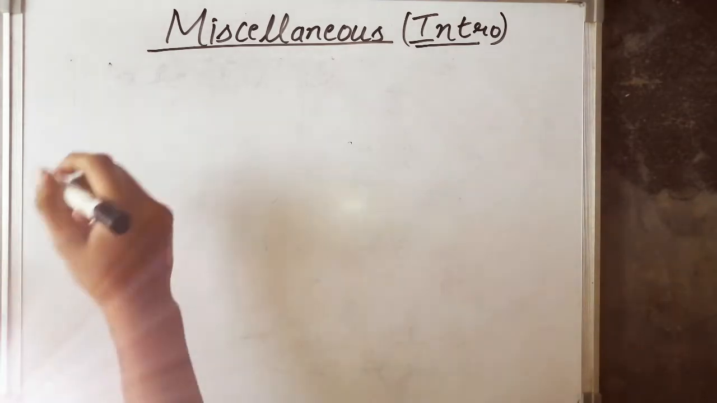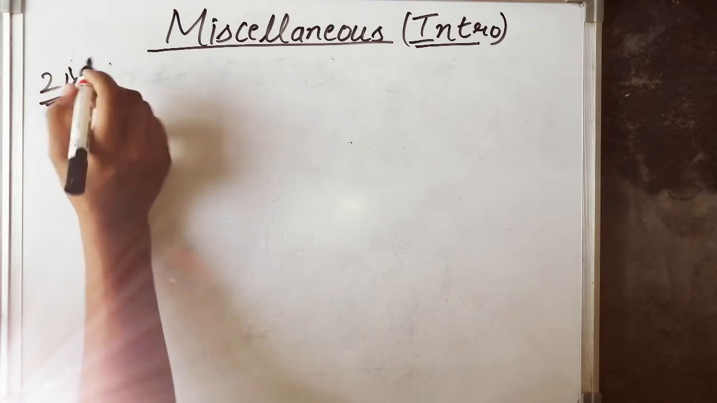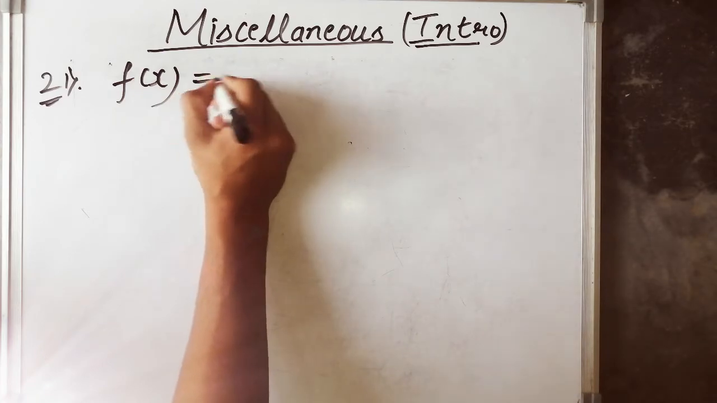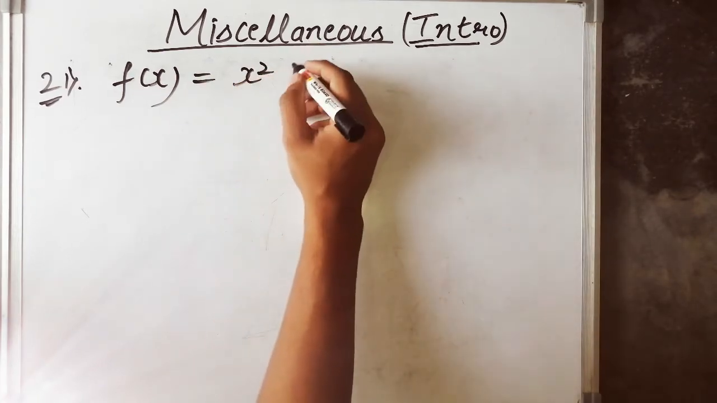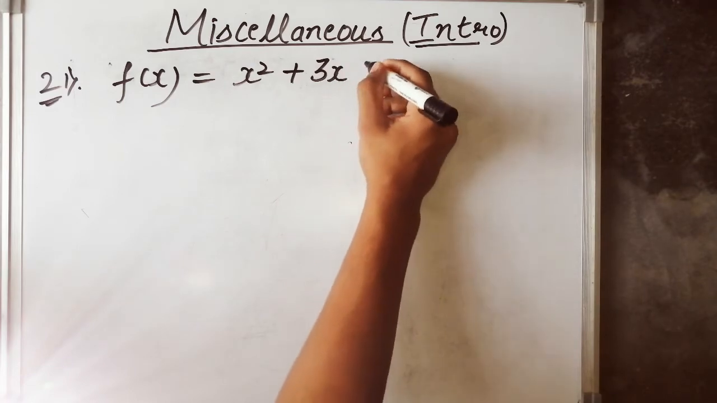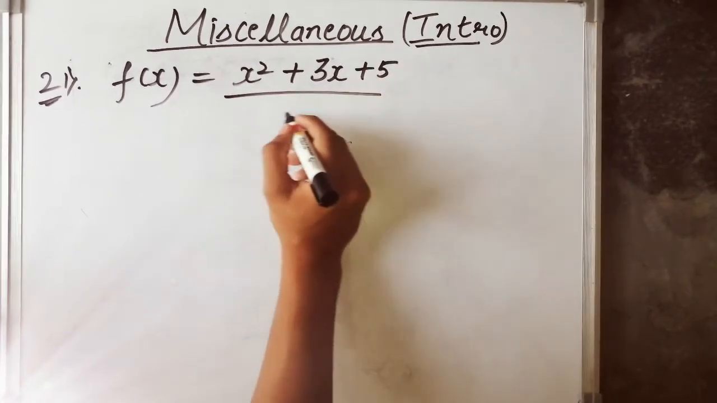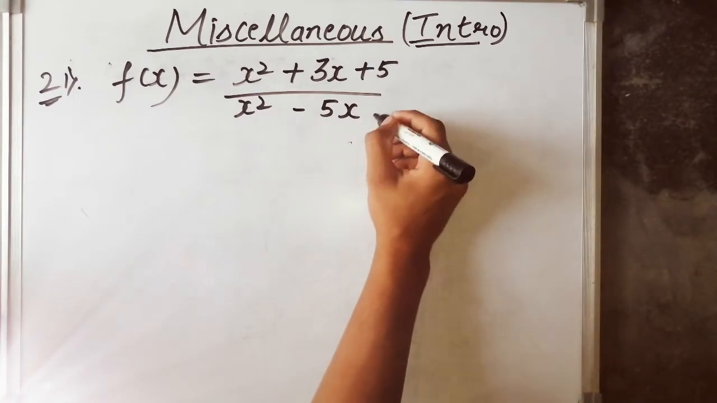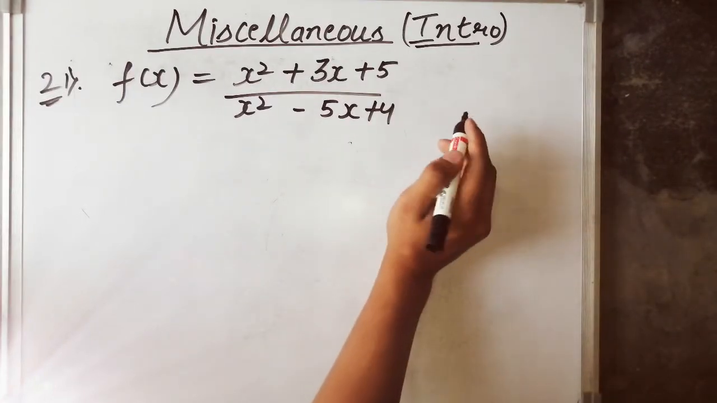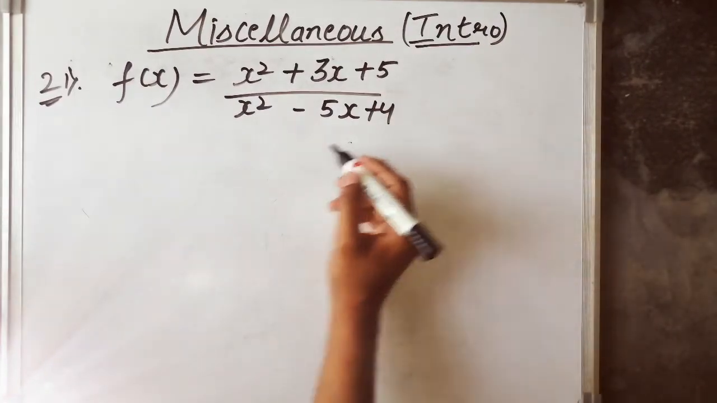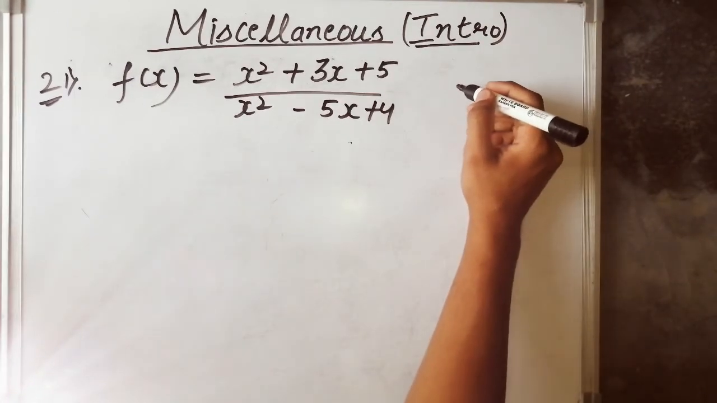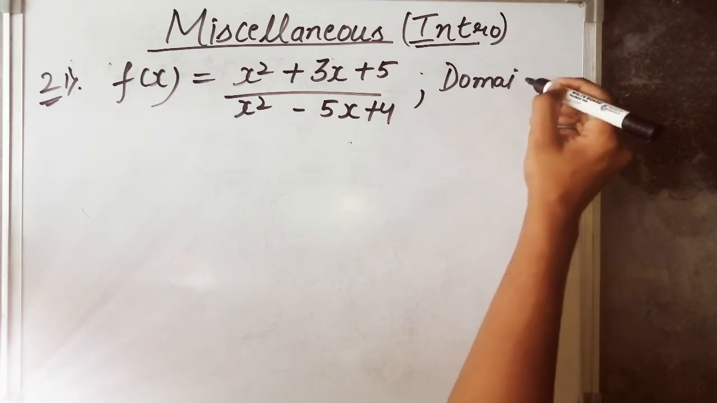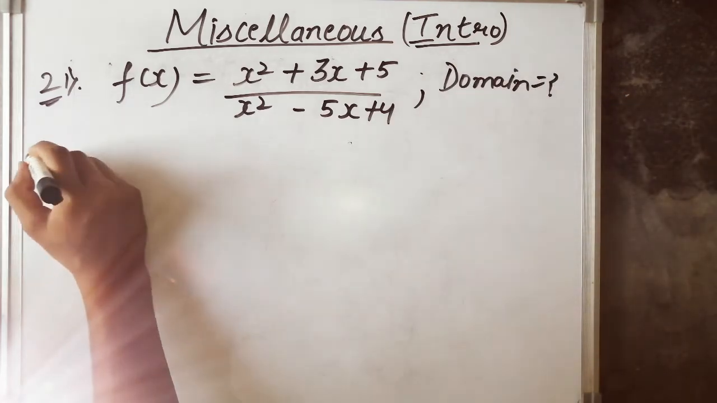Okay students, let's have a look at the 21st example, which states: find the domain of the function which is given by f(x) equals x square plus 3x plus 5 by x square minus 5x plus 4. We need to find the domain of this function. Let's have a look at the solution.